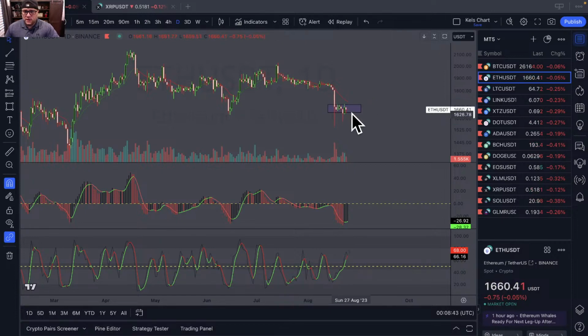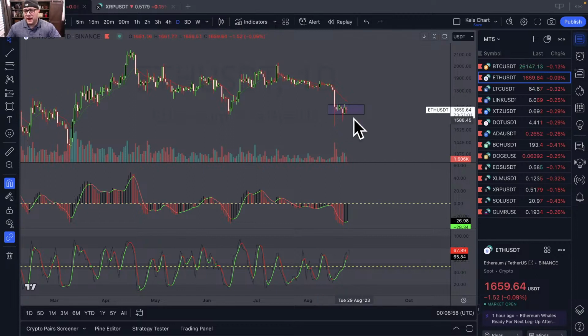So look, just make your little box right there. We can see that this is where all the full bodies go. If you want to go down to the wick down here, that's just way too much. That's a huge area. This is where all the price action is moving right here, right?